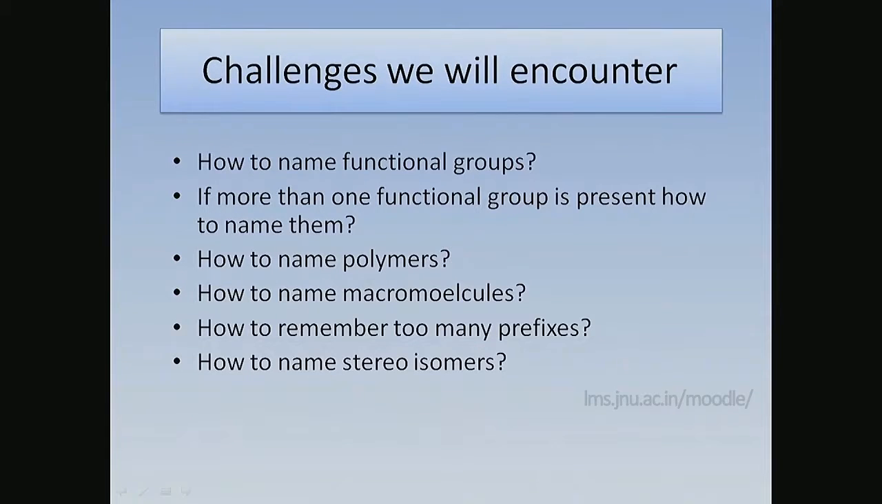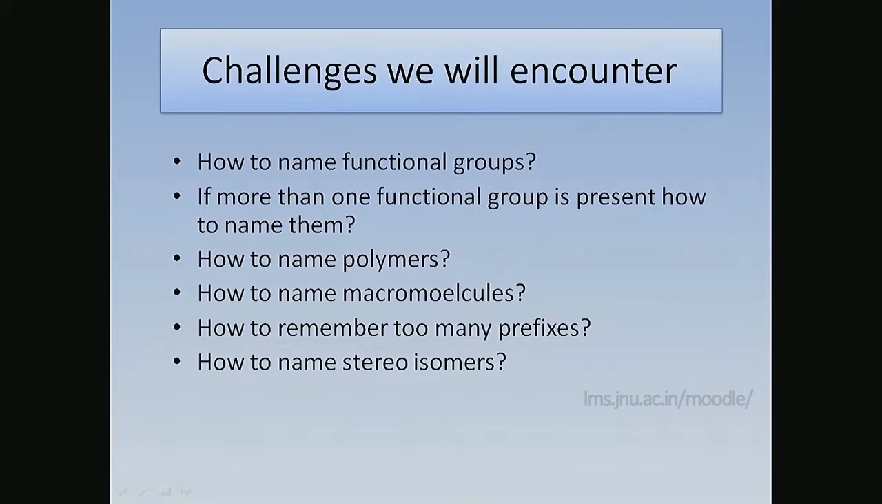Let us continue to the next part. In this one, we will be looking at the challenges we will be facing. In the last example, what we saw was based on simple alkanes. In other words, there were no functional groups present.